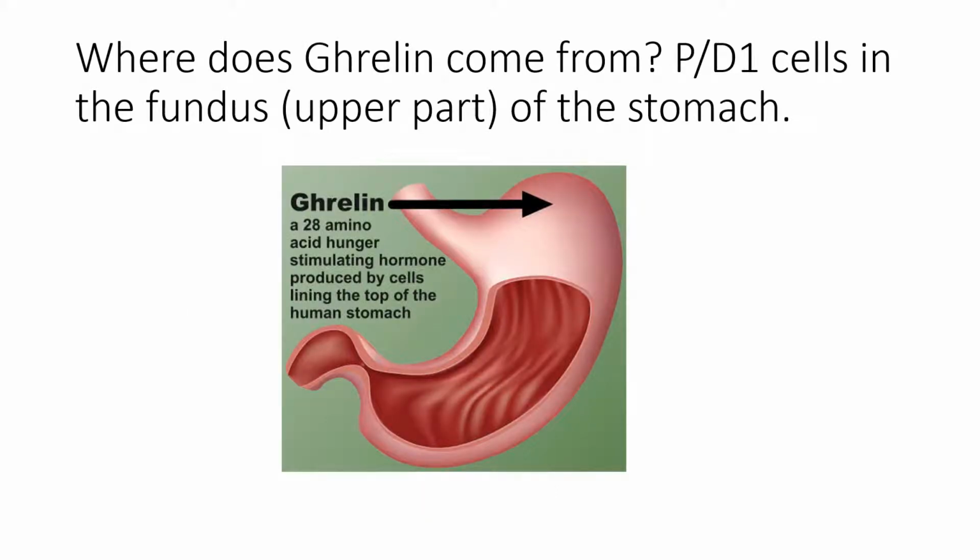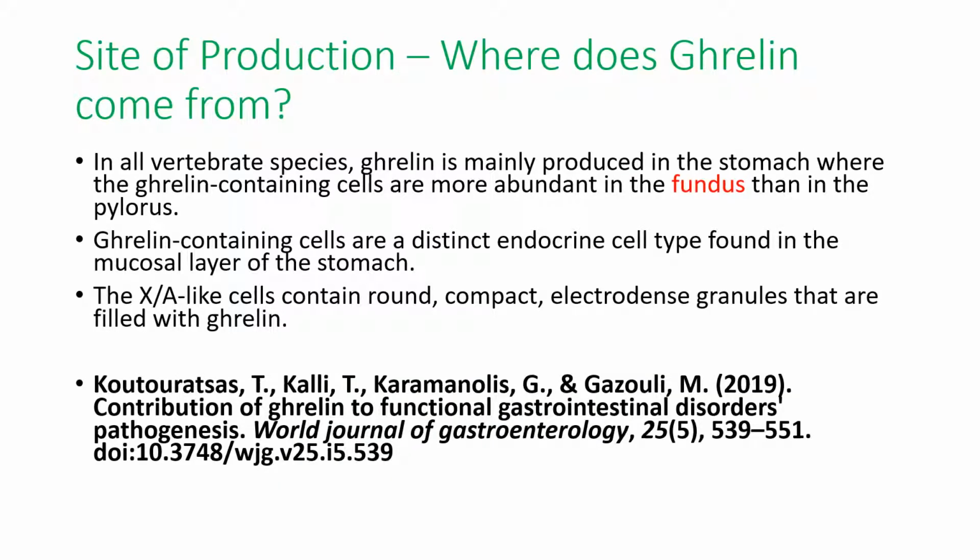Where does ghrelin come from? From the P/D1 cells in the fundus, which is the upper part of the stomach, which we can quite clearly see there. The site of production, where does it come from? In all species, ghrelin is mainly produced in the stomach in the top part, which we just saw. These cells are distinct endocrine type cells and are found in the muscle layer of the stomach. These cells contain round, compact granules that are filled with ghrelin.